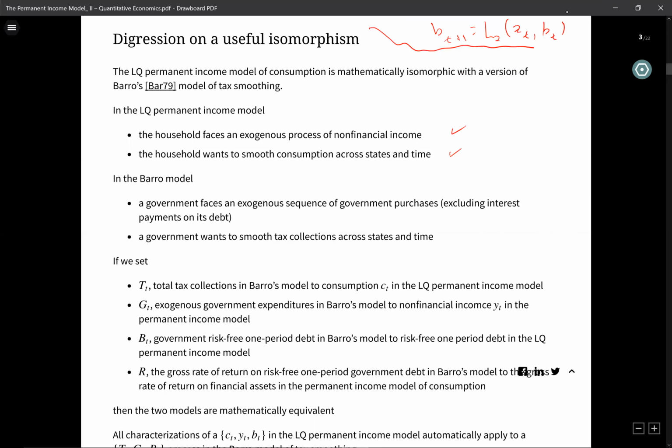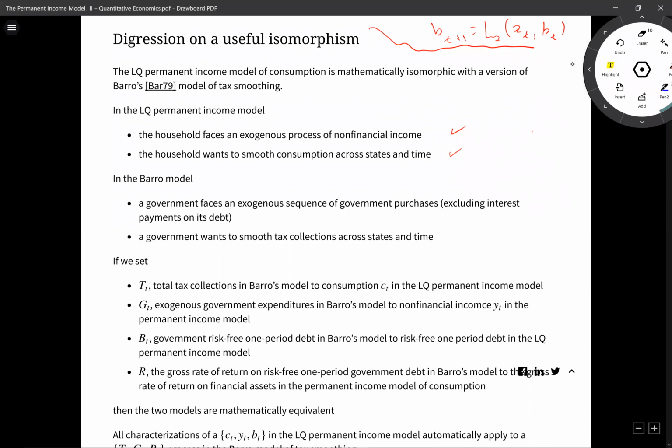And the government is going to want, again, so the government faces an exogenous sequence of government purchases. So this is going to match this. And the government wants to smooth households' tax collections across states and time. So this is going to match this.